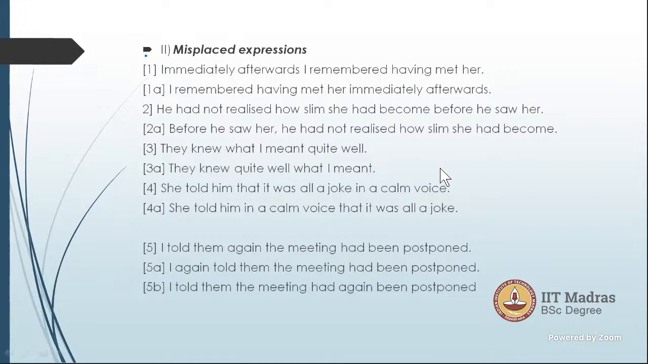I remembered having met her immediately afterwards. Is a better, clearer sentence than: immediately afterwards I remembered having met her. So basically you need to draw a connection between immediately, remembering, and meeting. And in the second one, it is: he had not realized. So it has to be between the realization, her becoming slim, and the guy seeing her. Connections need to be drawn between these things.